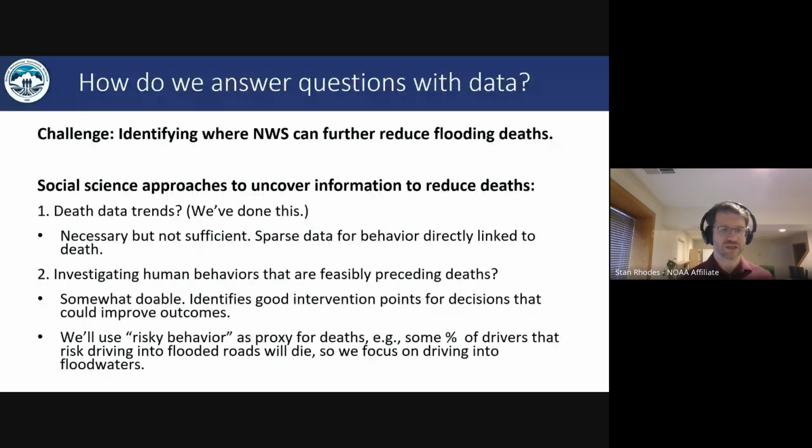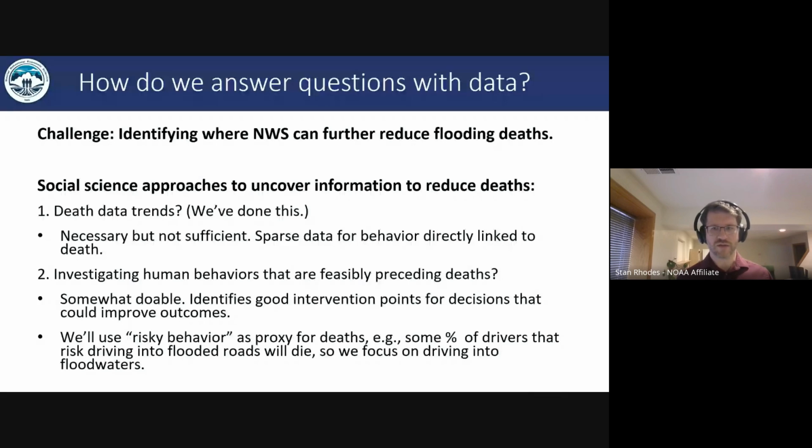So this gives us a good idea of the distribution of deaths, the relative amounts of deaths, and the trends over time. But it does not give us that much information about behavior directly linked to the death. And then there's another approach, which is investigating human behaviors that are feasibly preceding deaths. And that's mostly what we're going to be talking about in this presentation. This is pretty doable. It identifies good intervention points for decisions.